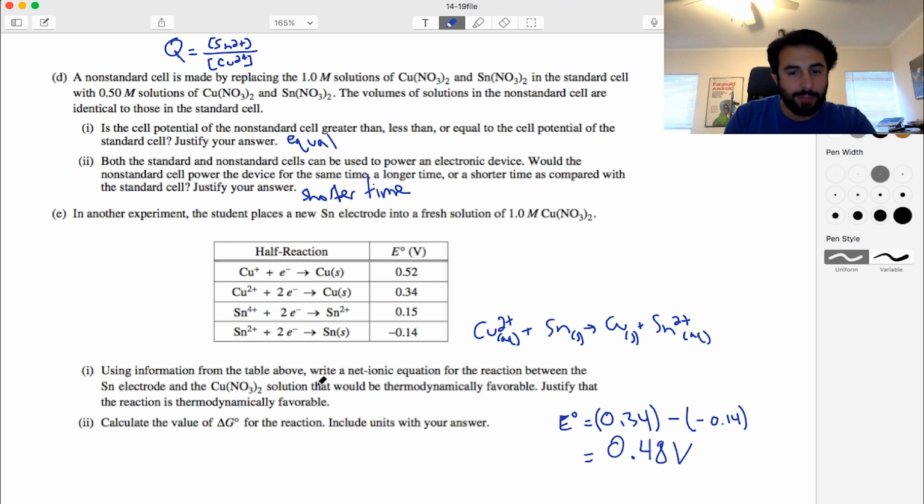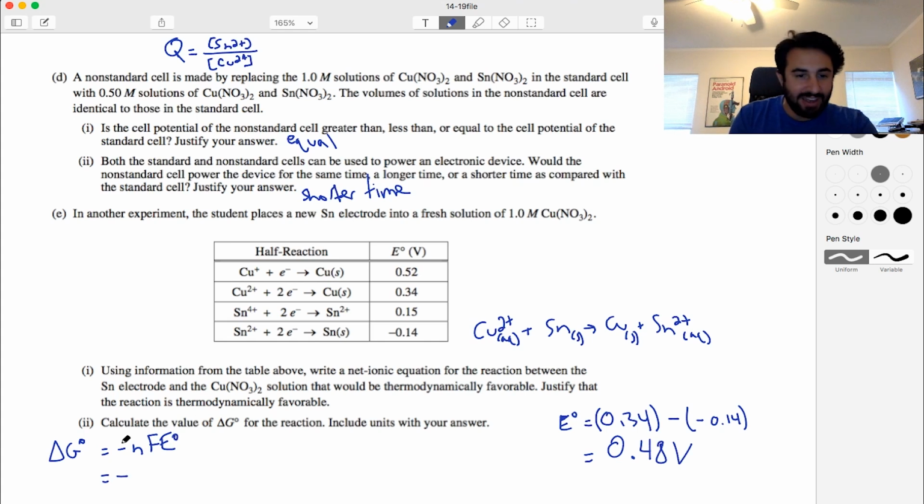And remember, justify that the reaction is thermodynamically favorable because E cell is positive. If it wasn't, it would be going the other way, right? Because one way is going to be positive, the other way is going to be negative. Now calculate the value of delta G for the reaction. So here we need to know which equation we're going to be using. So this is going to be this one here, where we have negative nFE cell. So n is the moles of electrons that are involved in this process. F is Faraday's constant, and E is this E cell, right? E cell is the cell potential. So what is that going to be?